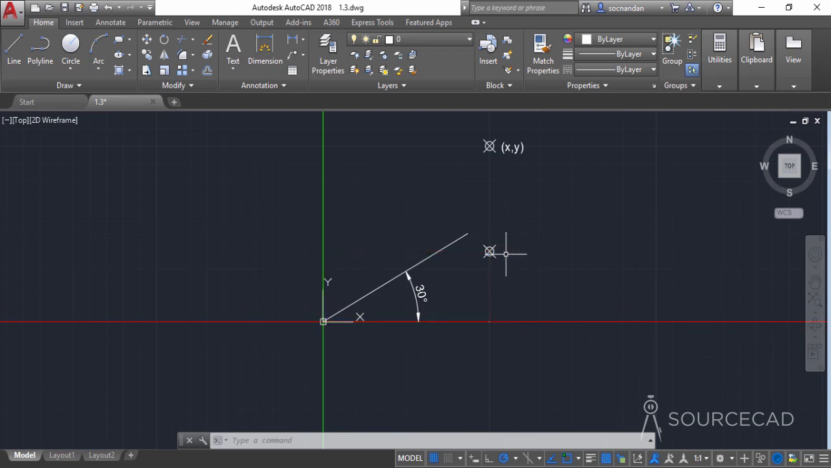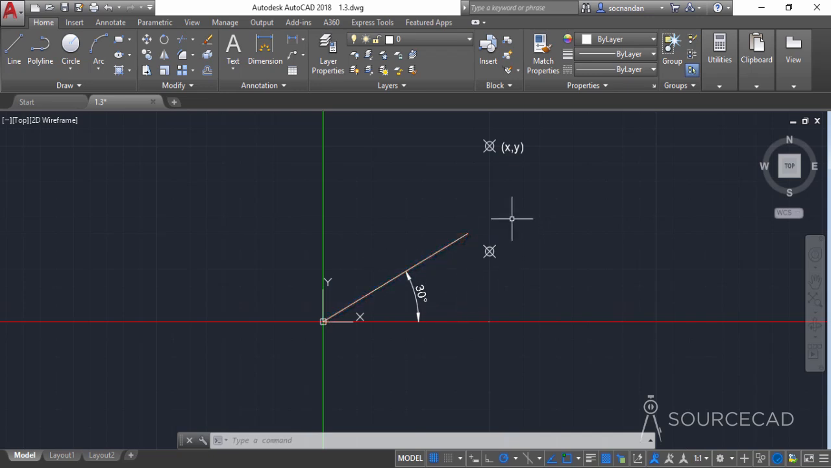Now if you want to use the polar coordinate system, then you can do that as well, and I have made a geometry here. Now this line starts from the origin and the length of this line is 10 units. This line is also inclined to an angle of 30 degrees.